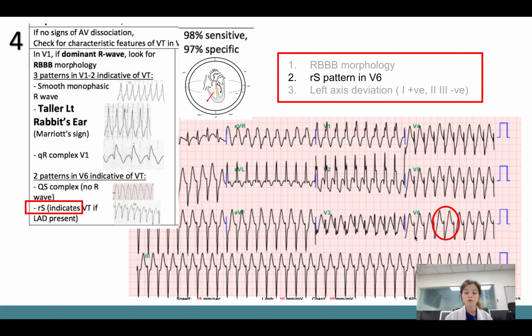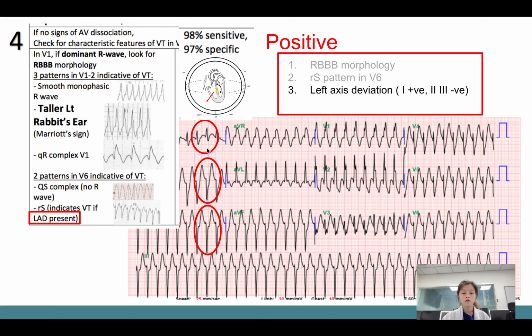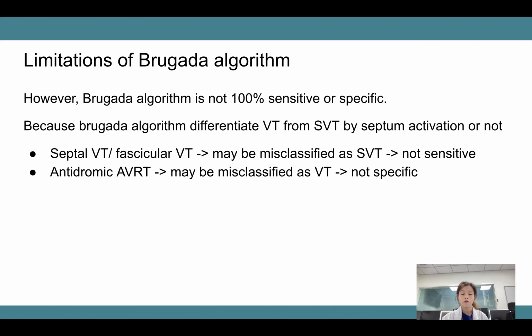However, this patient does not have any septal Q wave at V6. Instead, he had the RS pattern in V6. Together with the left axis deviation, according to the Brugada algorithm, this patient is more likely to have VT. However, bear in mind that no algorithm can be 100% sensitive or specific.